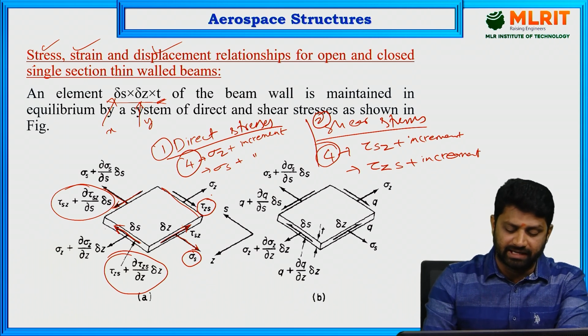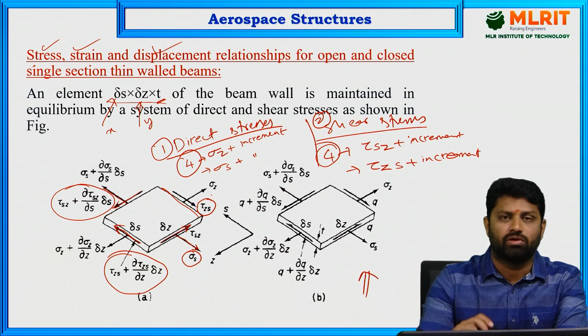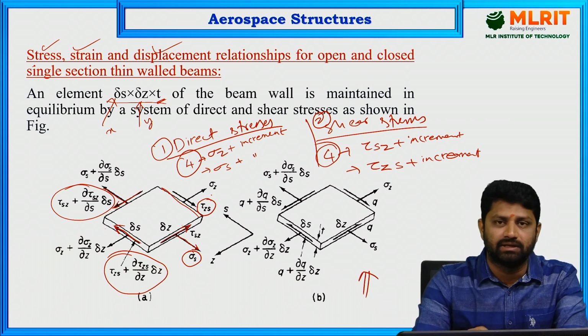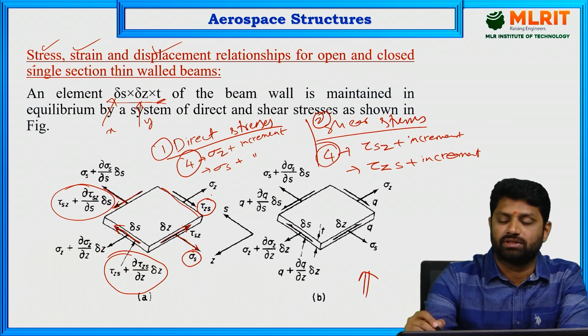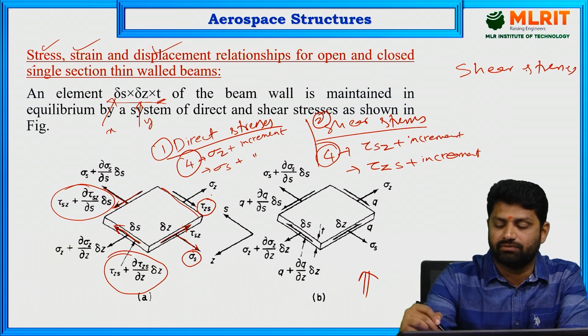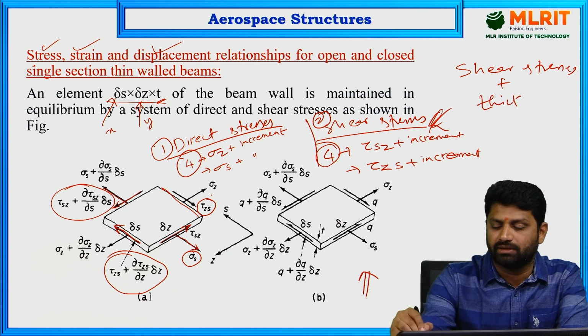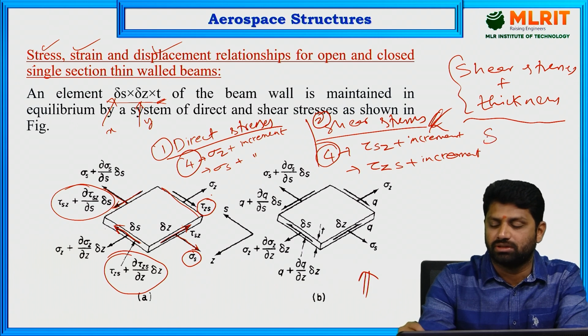Now, what are we doing in the second diagram? If you look at this diagram, thickness is also there, bending is there, and shear stresses are there. What we are doing here is taking the four shear stresses, considering the thickness of the plate, removing them and replacing them by a new term called shear flow, which will be represented by q.